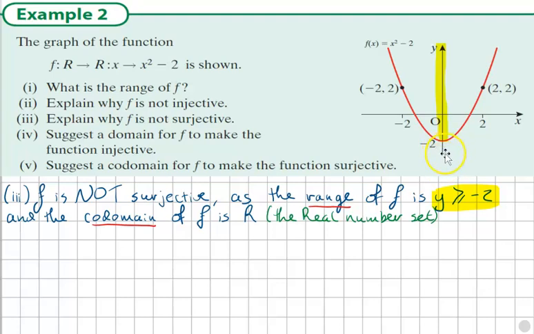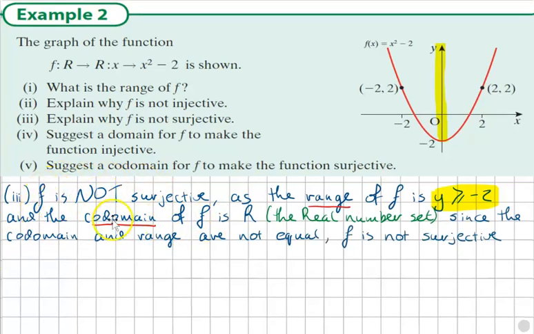So in a mapping diagram, minus 3 would be one of the elements that does not have an arrow going towards it. Therefore it's not surjective, because there can never be an element that does not have an arrow going towards it if you want to call a function surjective.